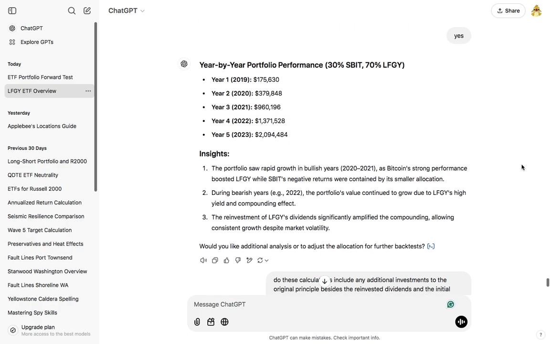$175,000 after the first year, during that incredible run in 2020, $379,000 that continued into 2021, $960,000. Year four, I must have bought the dip and reinvested a substantial amount of money. And then year five, ultimately, I somehow made $2 million from $100,000.